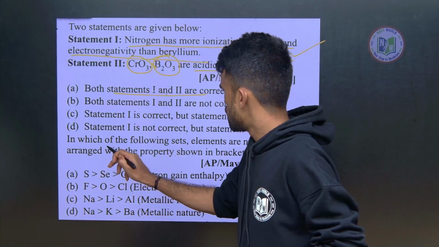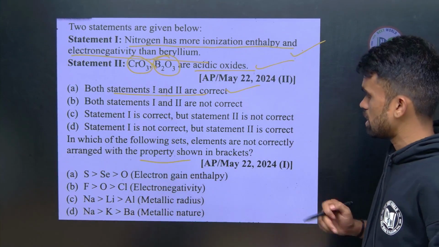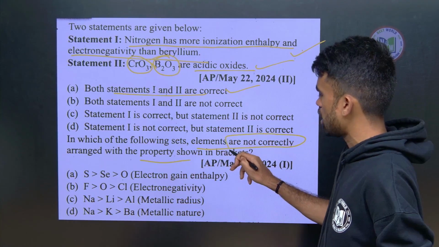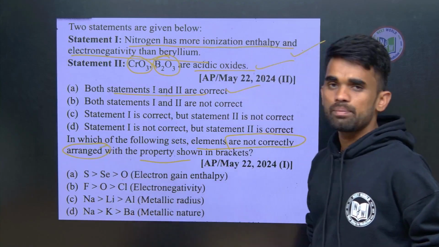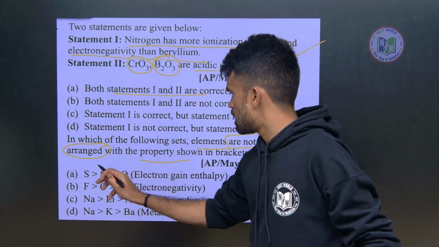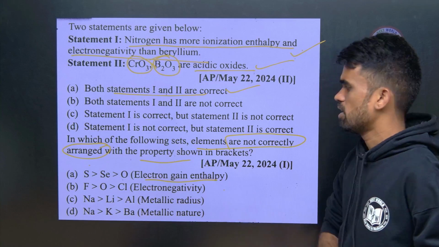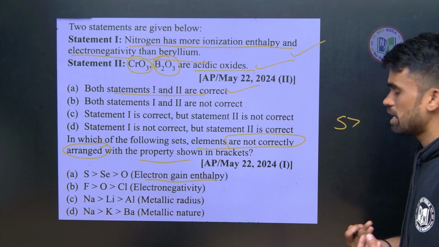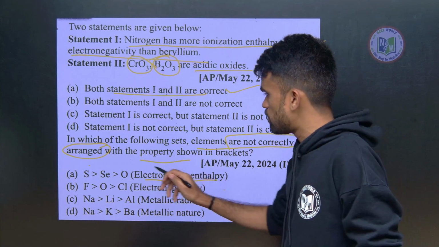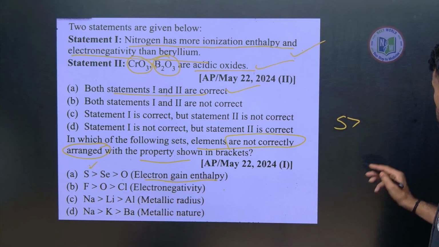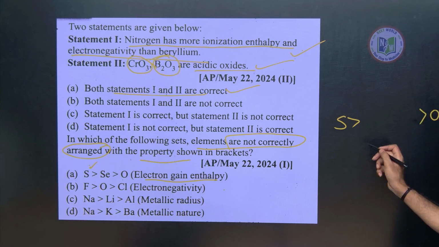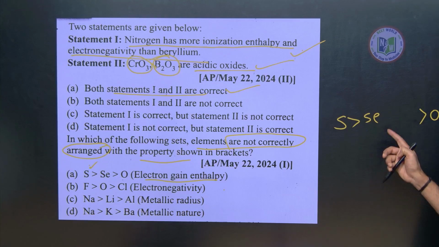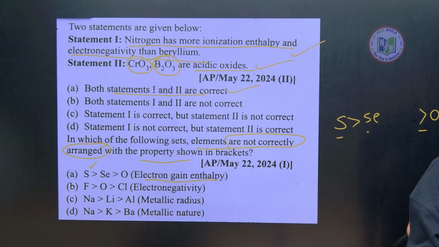Arrange the following with the property mentioned in the brackets. Which of the following sets of elements do not correctly match the property mentioned? Tell me whether this property is electron gain enthalpy. Yes, we already discussed, I told you sulfur has the highest electron gain enthalpy, having more tendency to gain the electron, and it is least for oxygen. In between we will have sulfur, selenium, tellurium, like that. So sulfur, selenium, oxygen is the perfect answer.